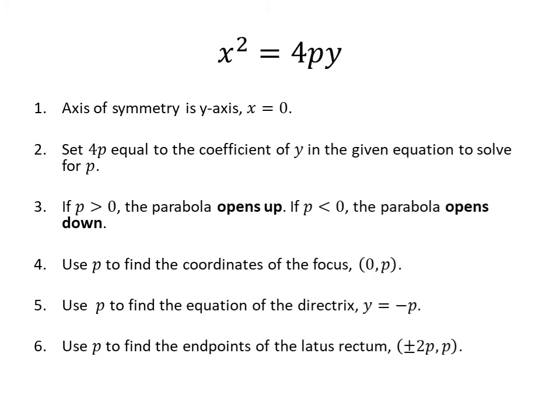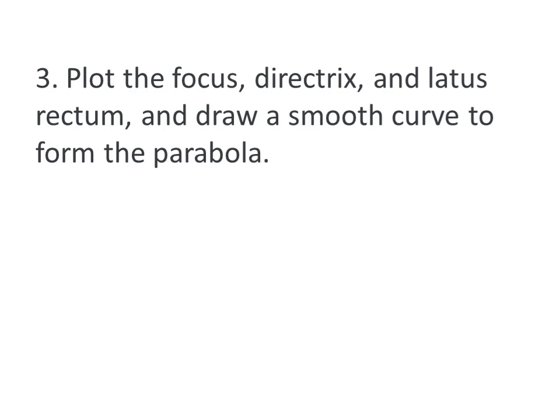If the standard form is x squared equals 4py, the axis of symmetry is the y-axis or x equals 0. Again, set 4p equal to the coefficient of y in the given equation to solve for p. If p is greater than 0, the parabola opens up. But if p is less than 0, the parabola opens down. Then use p to find the coordinates of the focus (0, p), the equation of the directrix y equals negative p, and the endpoints of the latus rectum (plus or minus 2p, p). And then finally, plot the focus, directrix, and latus rectum and draw a smooth curve to form the parabola.